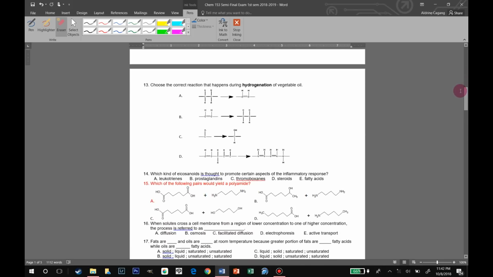Number 13, the correct reaction that happens during hydrogenation of a vegetable oil. So hydrogenation is going to pertain to the reaction of your alkene, C double bond C, plus H2, with a metal catalyst.